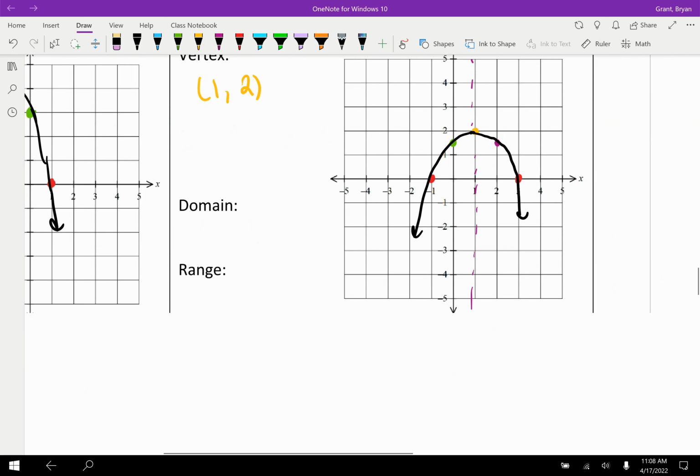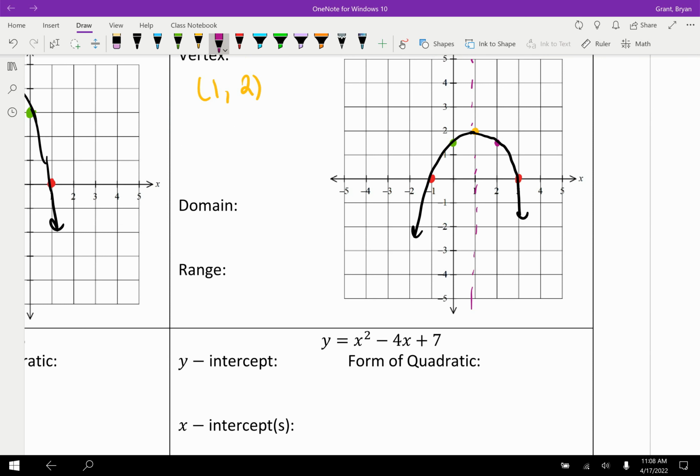All right, domain and range. Nothing too surprising here. Our domain, all real numbers. The range, the highest it gets is 2 and it goes below, so y is less than or equal to 2.